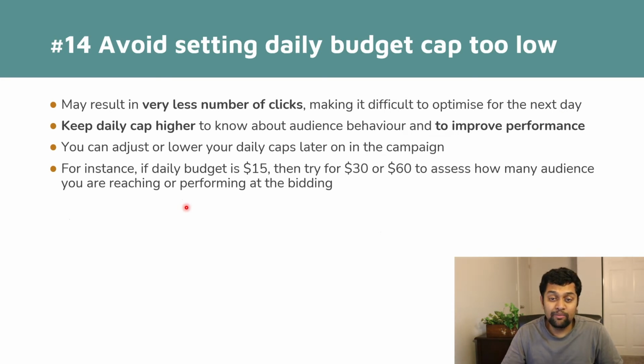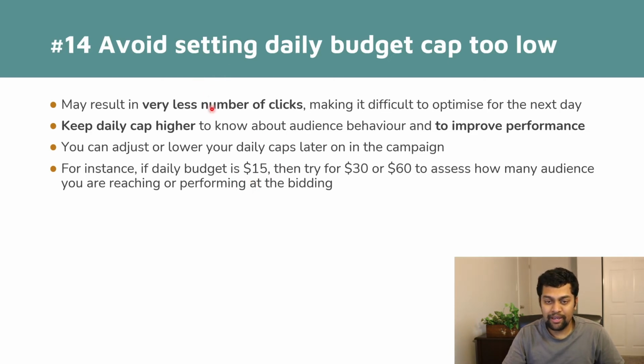Avoid setting the daily budget cap too low. Again, there are a lot of ways to go about it, but typically the key is that it may result in very few clicks if you set your daily budget too low. And keeping your daily budget cap higher will allow you to know your audience, and it will allow you to improve your performance. You can also adjust or lower your daily caps later in the campaign after you have achieved certain results. For instance, if your daily budget is $15, then try $30 or $60 to assess how many audience you can reach and how it's performing.